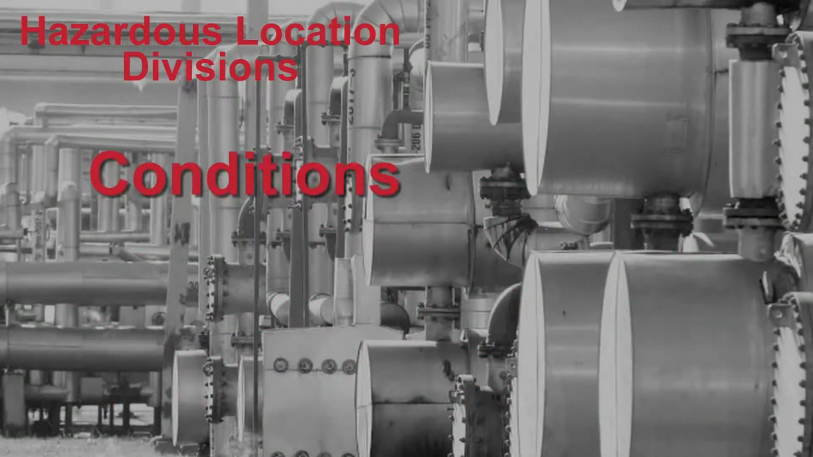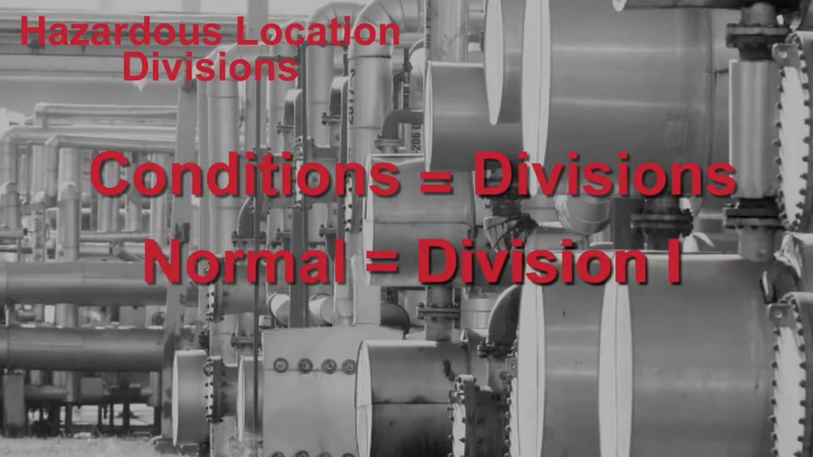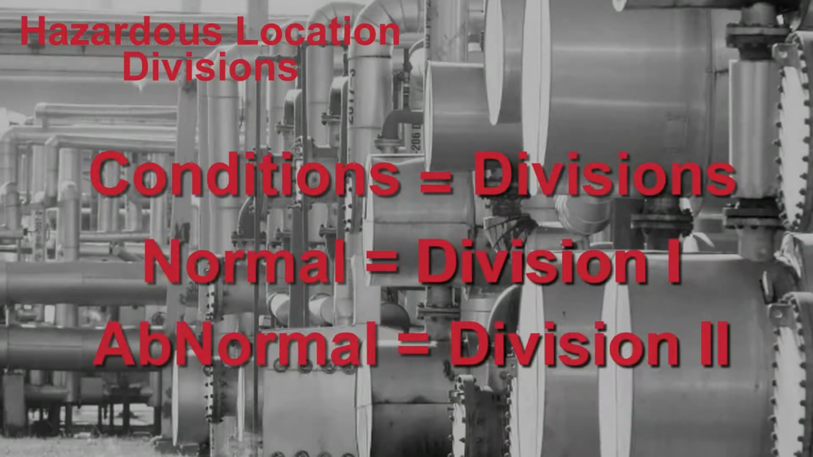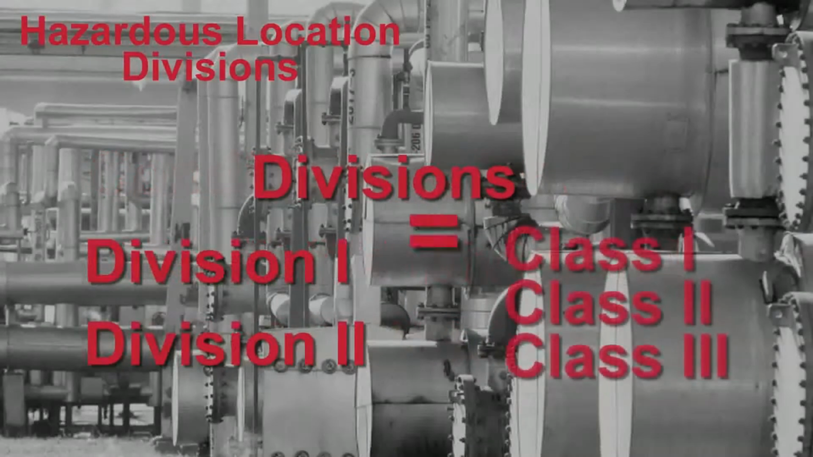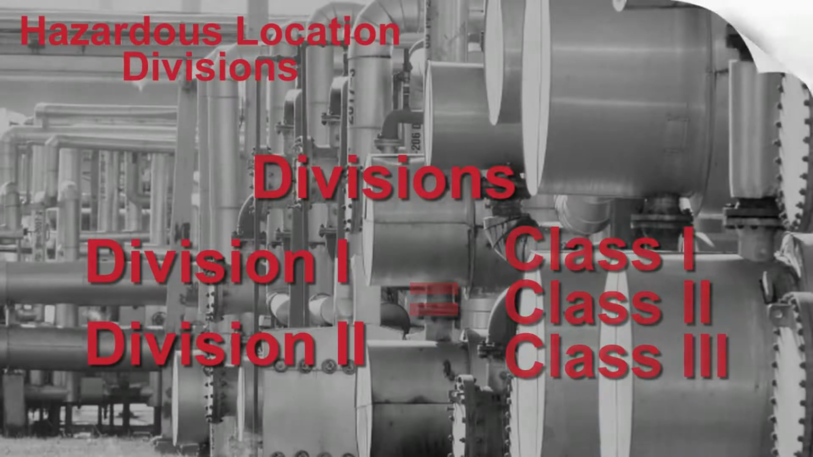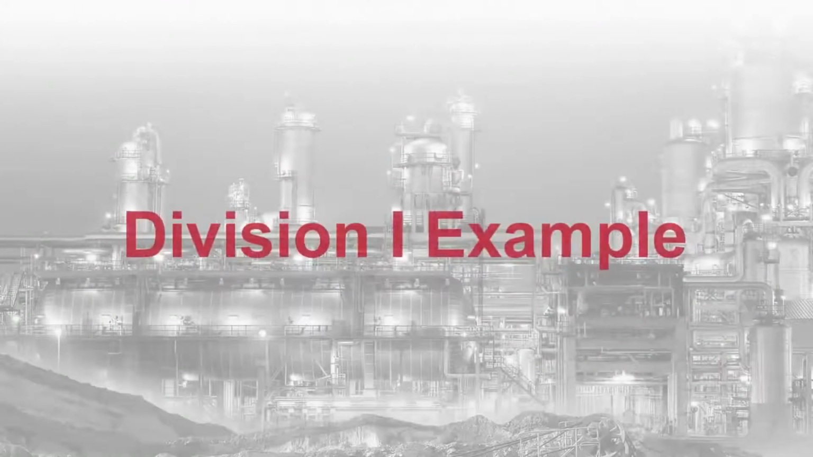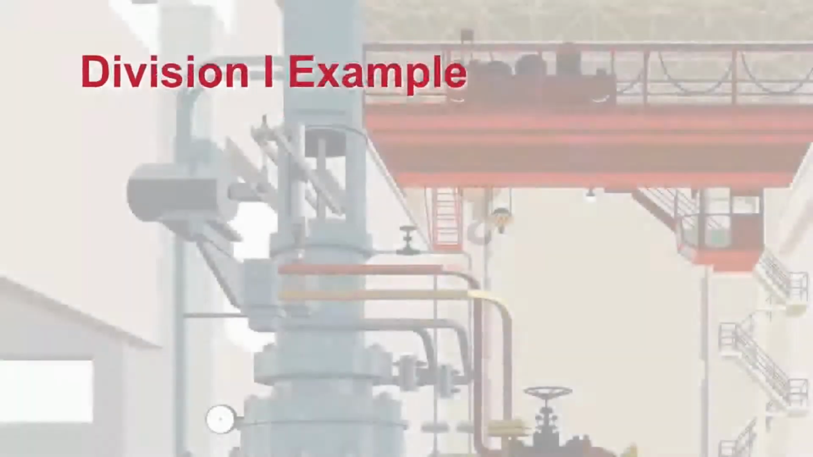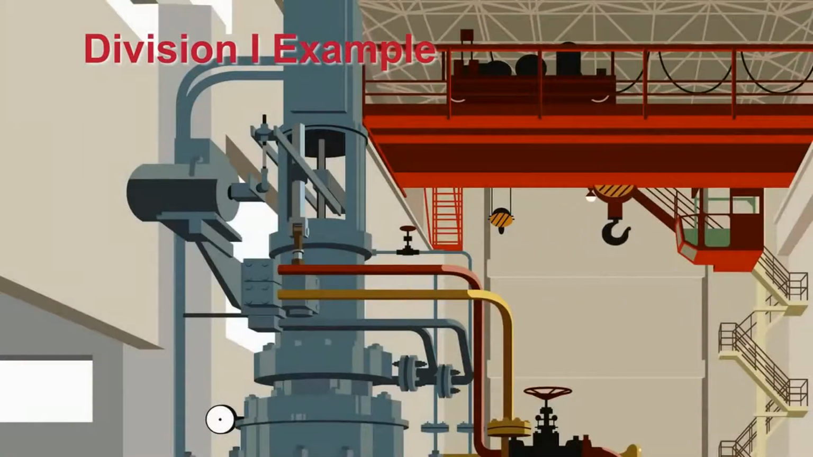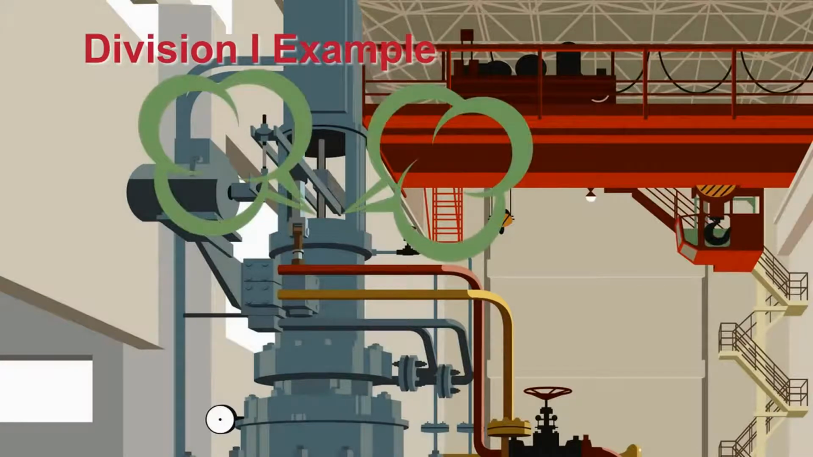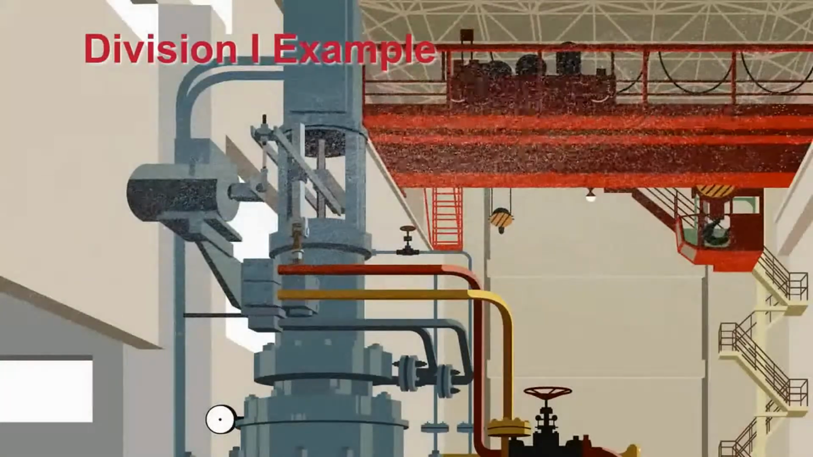The code writers have designated these two kinds of conditions very simply as Division 1 normal and Division 2 abnormal. Class 1, Class 2, and Class 3 hazardous locations can be either Division 1 or Division 2. Good examples of Class 1 Division 1 locations would be the areas near open dome loading facilities or adjacent to the relief valves in a petroleum refinery, because the hazardous material would be present during normal plant operations.